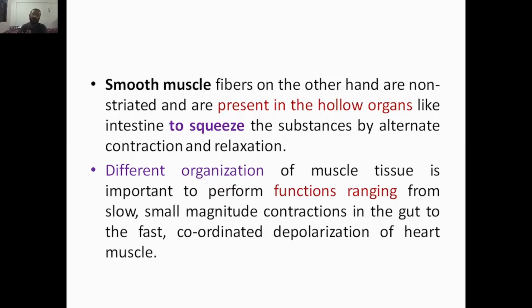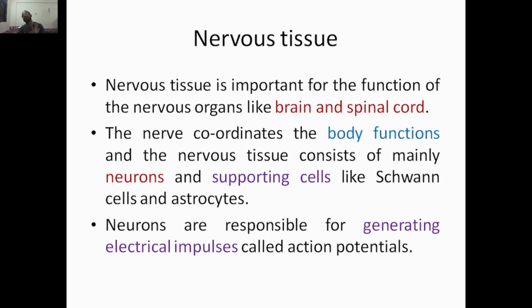Different organization of the muscle tissue is important to perform functions ranging from small magnitude contraction in the gut to the fast, coordinated depolarization of the heart muscles. All these functions are done by these muscle tissues. Next, we are moving on to the nervous tissue. Nervous tissue is for communication purposes, and for movement purposes also. Nervous tissue is important for the functioning of the nervous system or nervous organs like the brain and spinal cord.